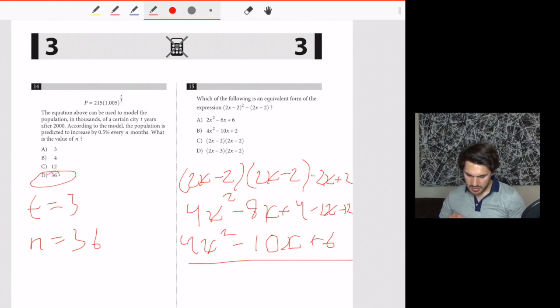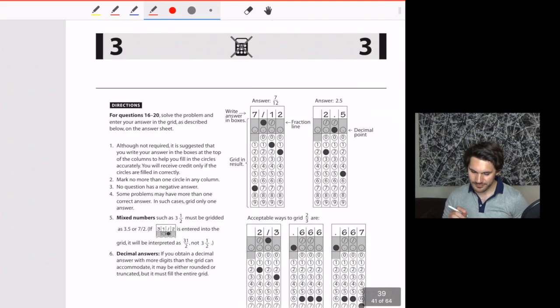So A and B are clearly out. Now, okay, so at this point we know the answer has to be D, because we know that our last term has to be 6. C will give us a last term of 4 because negative 2 times negative 2 is 4. But D will give us 6 because negative 3 times negative 2 is 6. So D is our answer.